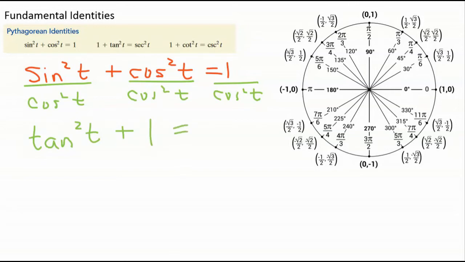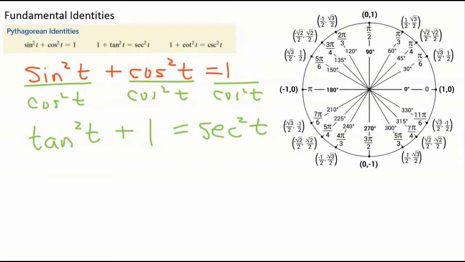And then 1 divided by cosine squared of t, well, if you think about your reciprocal identities, 1 divided by cosine of t is secant of t. So if you have this twice, that's going to be secant squared of t. And you know what? That gives us the second identity. It's in a slightly different order. I have tangent squared first and 1 second, but you remember you can add in either order you want to add. It's called the commutative property of addition.